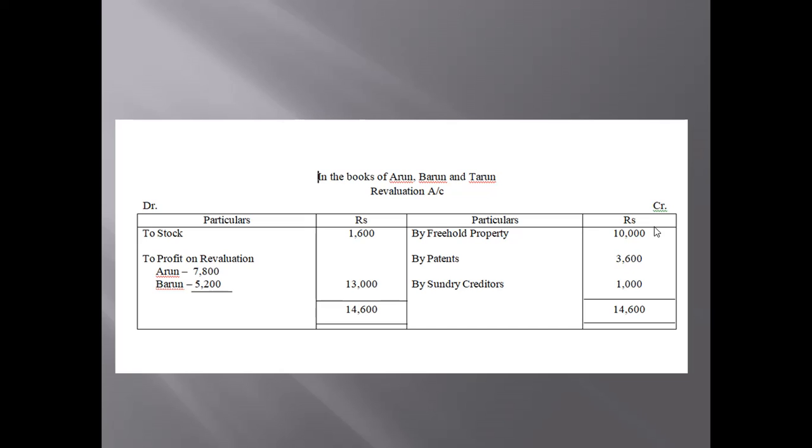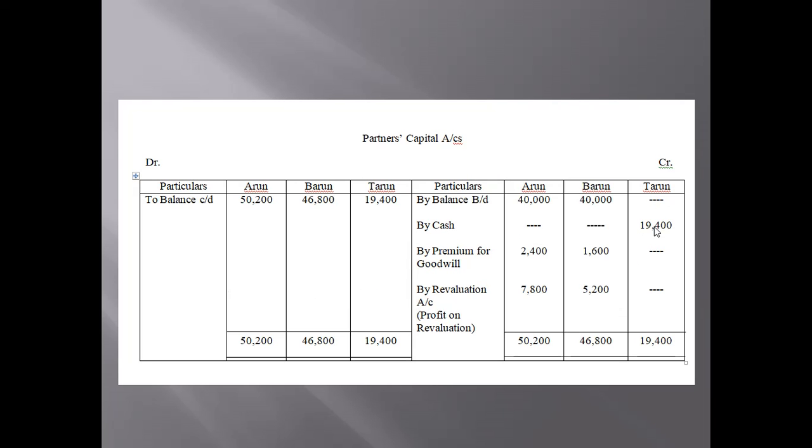this profit on revaluation. Arun and Barun, write the amount 7,800, 5,200. Again, I'm repeating, don't write this amount 19,400. Just write these 40,000, 40,000, 2,400, 1,600, 7,800, 5,200, and do the total, because there is no other adjustment. Look at the question one more time. There is no more adjustment. So just write the amount and do the totaling of it.